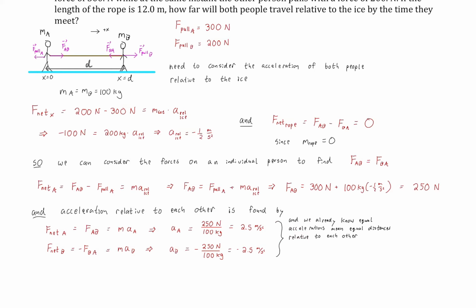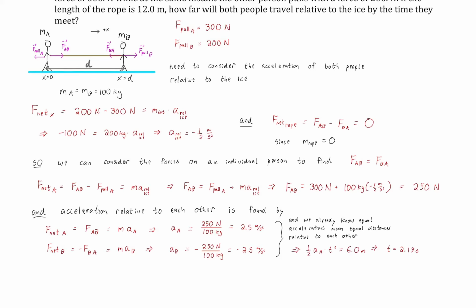All right, well, let's check, right? Well, actually, we don't have to. We already know that equal accelerations mean equal distance relative to each other. We already solved that two examples back. So they're definitely both going to move 6 meters relative to each other, okay?